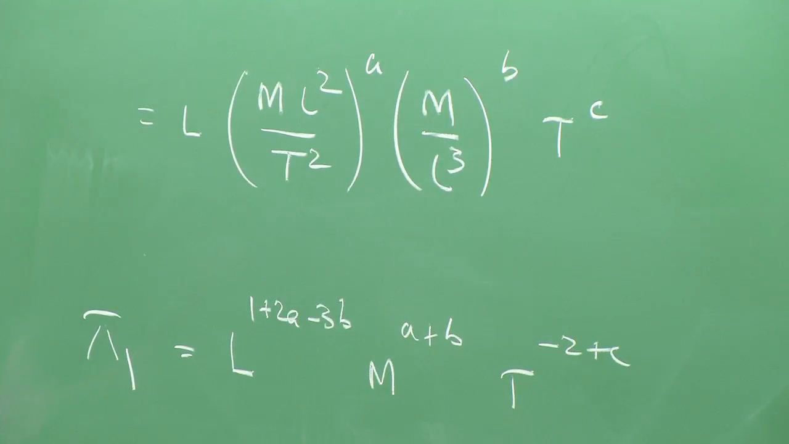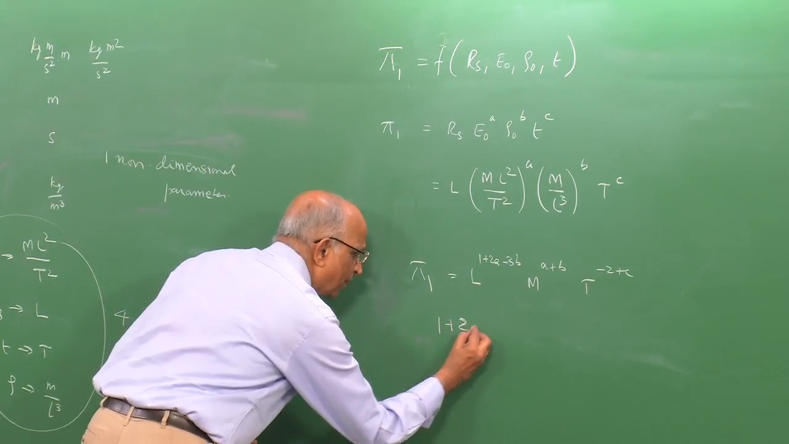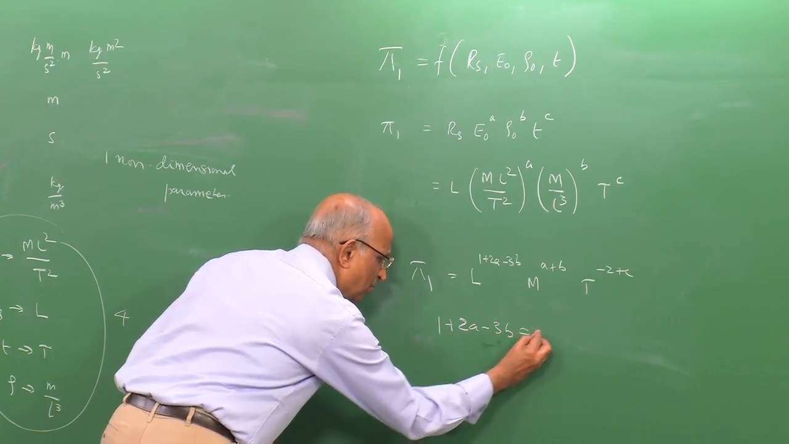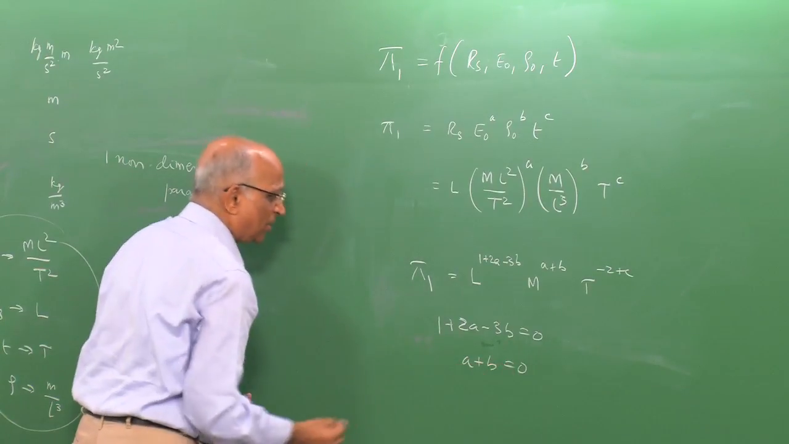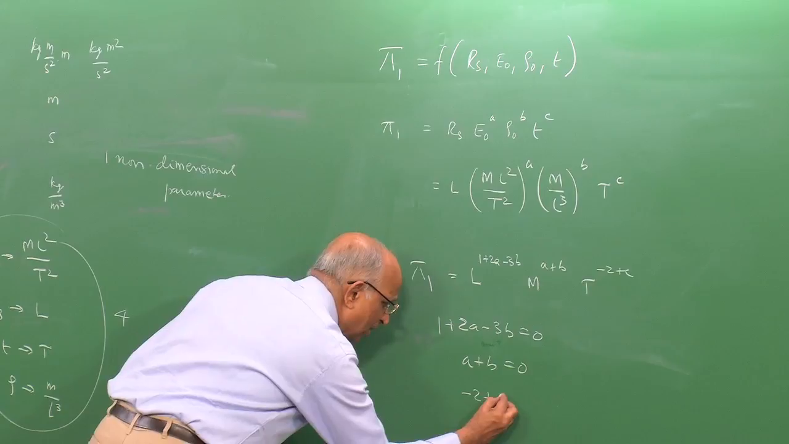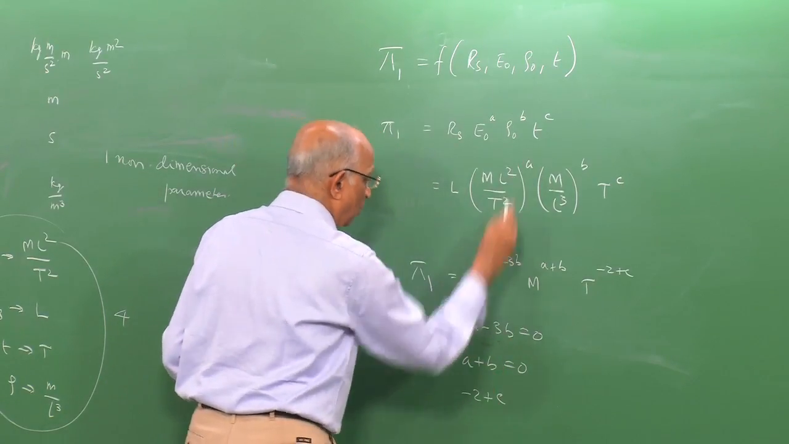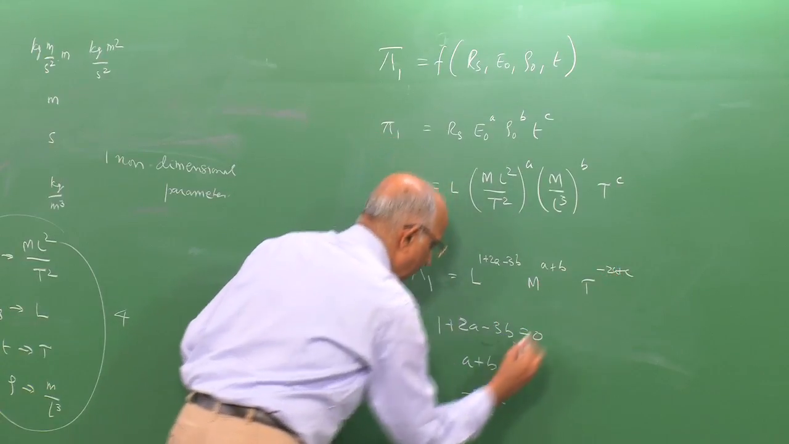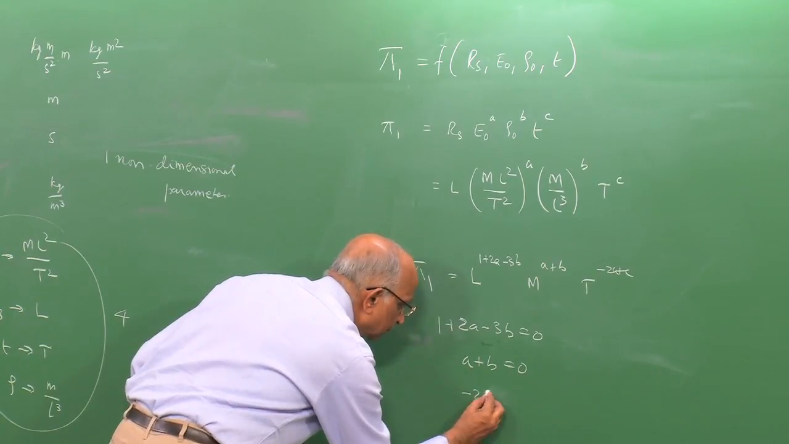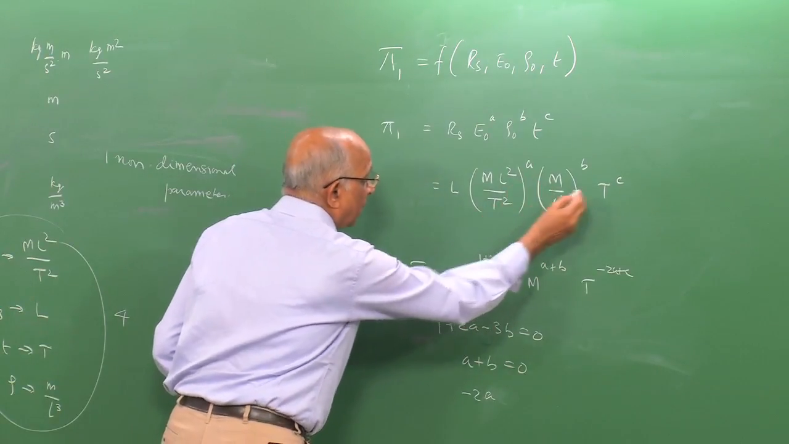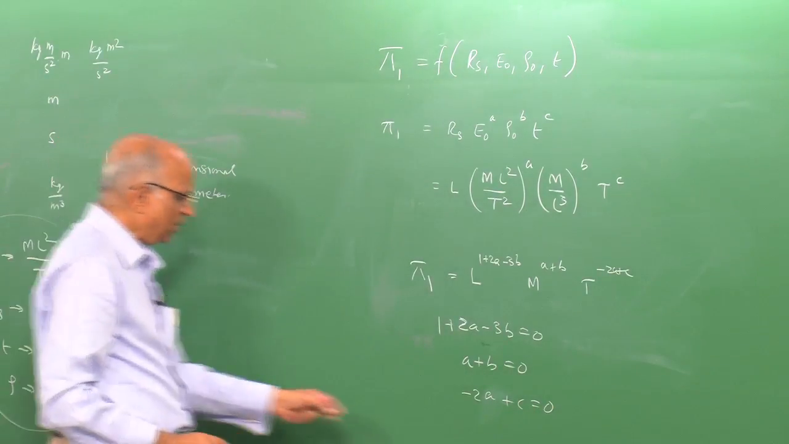Let us therefore get the equations clear. I have 1 plus 2a minus 3b equal to 0. I also have a plus b equal to 0 to get a dimensionless number, and minus 2a plus c equal to 0. I am sorry, it should have been 2a. Let us solve these equations.